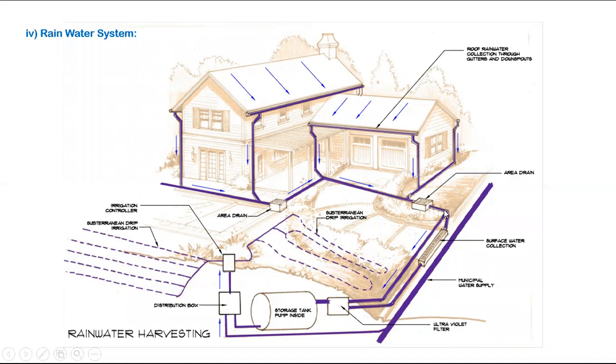All the water will go into the ultraviolet filter. After the ultraviolet filter, the water will be stored in the storage tank. In the storage tank, we are using a pumping system. By the pump, we are pumping the water for irrigation purposes. If you want to treat it by RO system, you can use it for drinking purposes also.